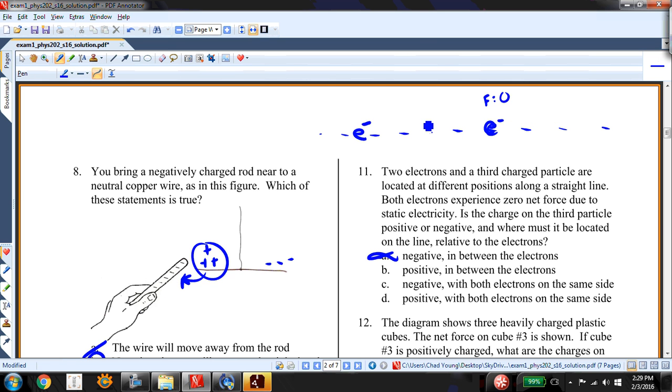Positive in between the electrons. Well, let's see. I put a positive charge there. The force on this electron due to the positive charge will be in that direction. Due to this electron will be in that direction. Okay, so far so good. On this electron due to the positive charge will be in that direction. Due to that negative charge will be in that direction. Okay, yeah, it could be 0. So let's go ahead and mark that one. Let's look at the other two. But the answer is B.